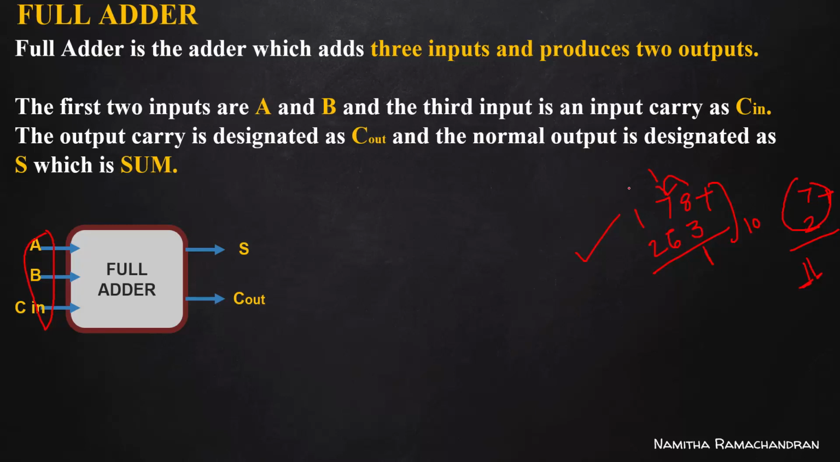Then for the next level addition, we need to consider these three symbols together: 7 plus this carry value 1 plus 6. Then it will be 14. 7 plus 1 is 8, 8 plus 6 is 14. Write this LSB 4 as a part of our sum and take this 1 as a carry to the next level.